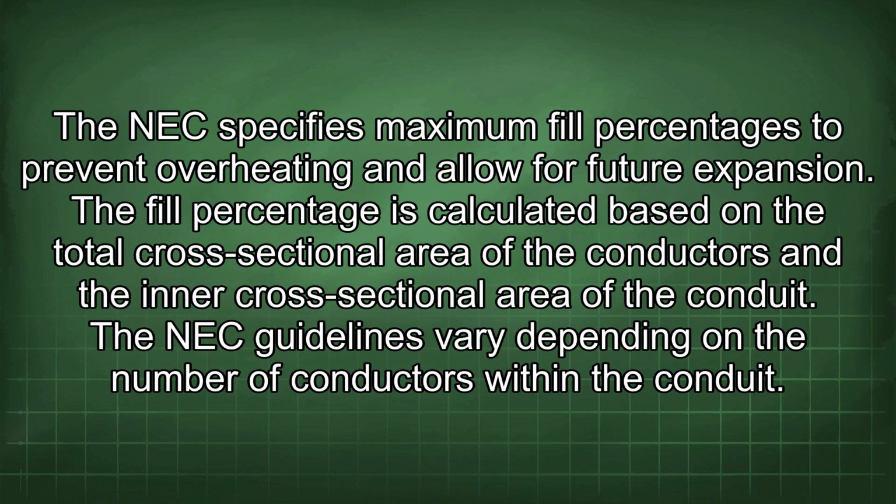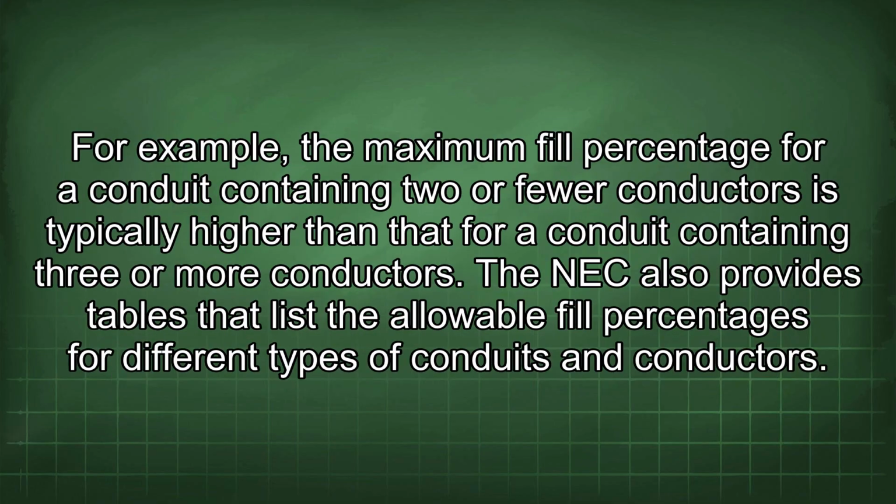The NEC specifies maximum fill percentages to prevent overheating and allow for future expansion. The fill percentage is calculated based on the total cross-sectional area of the conductors and the inner cross-sectional area of the conduit. The NEC guidelines vary depending on the number of conductors within the conduit. For example, the maximum fill percentage for a conduit containing 2 or fewer conductors is typically higher than that for a conduit containing 3 or more conductors. The NEC also provides tables that list the allowable fill percentages for different types of conduits and conductors.